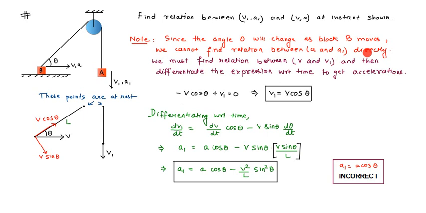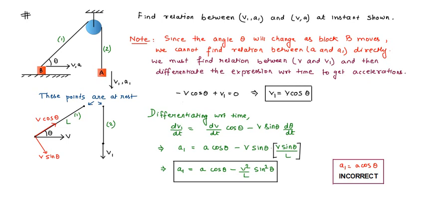So we will find the relation between velocities, using the same method that we used in the previous questions. We will find the relation between the velocities and then differentiate that expression with respect to time to get the relation in acceleration. Now I have drawn these two segments here. You can see that we have one segment and the second segment: this is segment 1 and this is segment 2.